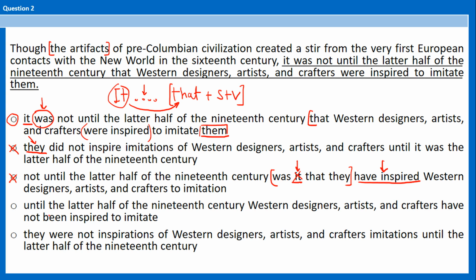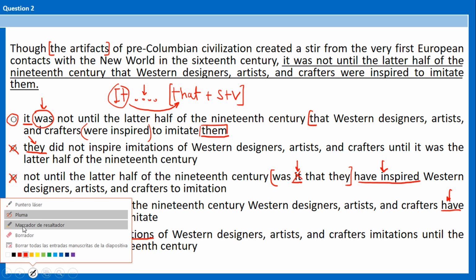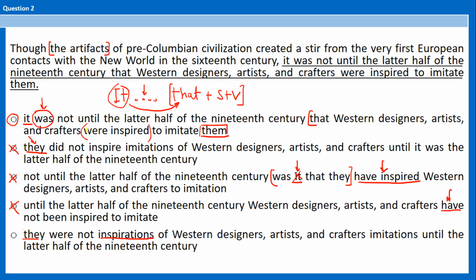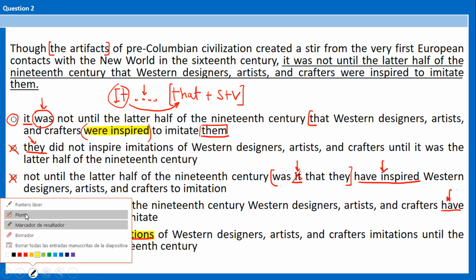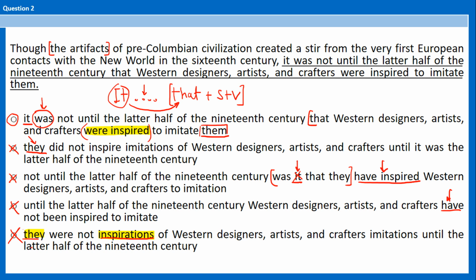So C is wrong. 4 says until the later half of the 19th century, Western designers, artists, and crafters have. Again, have is present perfect. We saw that in the verbs lesson. That's wrong. They were not inspirations. Okay, no. We prefer to use, and this is very important, we prefer to use the verb were inspired rather than the noun inspirations. So they cannot be inspirations, okay? This doesn't make any sense. So, well, if you have any question, let us know.